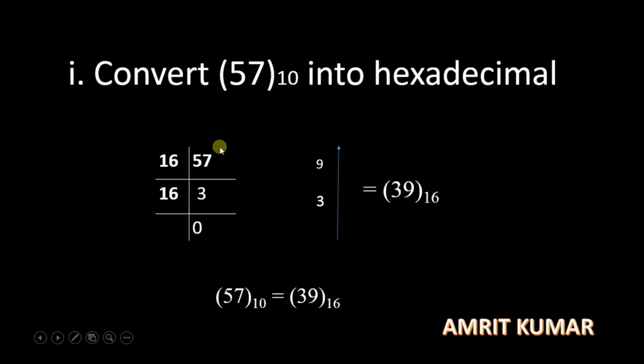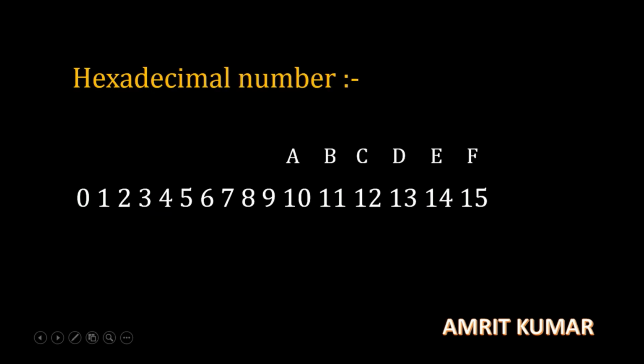Therefore we have used the rule and calculated it, and we have found the hexadecimal. So the output, the hexadecimal of this decimal number, is this. Now moving on to the decimal number, which ranges from 0 to 9.